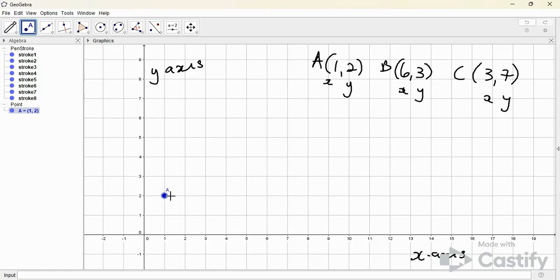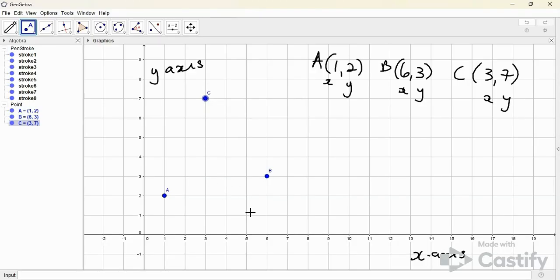Point B is (6, 3). So my x value is 6. I'm coming over to 6. Don't draw anything. Don't label anything. And then I have a positive 3 going up. That means I'm going up on the y-axis 3 places. So I should go 1, 2, 3, and I'm going to place my point. Then I have point C. I'm going over 3 places, 1, 2, 3. But I'm also going up 7 places: 1, 2, 3, 4, 5, 6, 7.